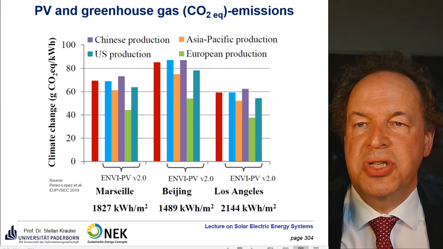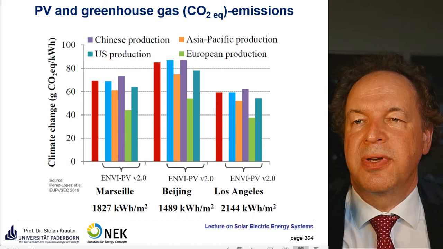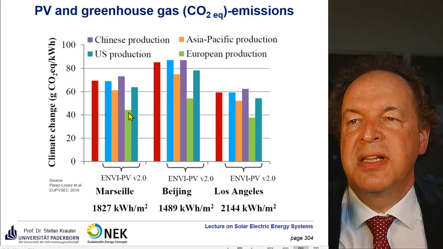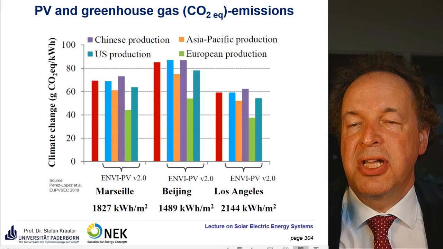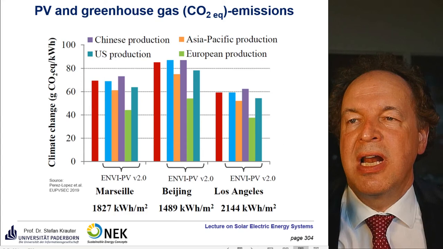Here you see that in Europe the grid is quite clean, and therefore, if you do the total calculation from the cradle to the grave of the module, you have significantly lower carbon dioxide emissions per kilowatt hour. Rather, if you, for example, manufacture it in China, because the Chinese still install a lot of renewables, but coal is still quite dominant, each kilowatt hour consumed in China is related to a relatively high carbon dioxide emission.